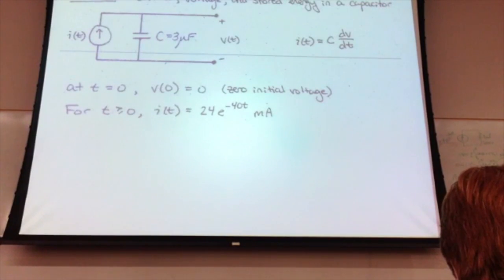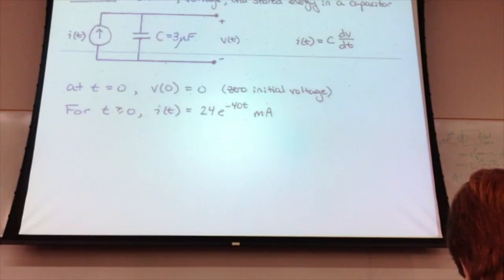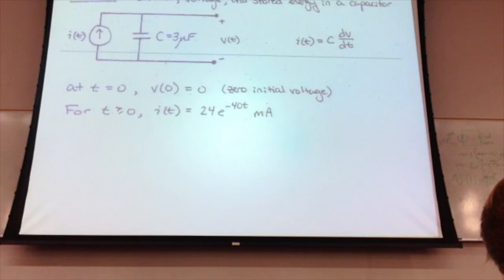And what's e to 40 times 0? It gives me 0. And what's e to the 0? So this is 200 minus 1. And that's what the voltage is going to be. Okay, that's V of t. All right?